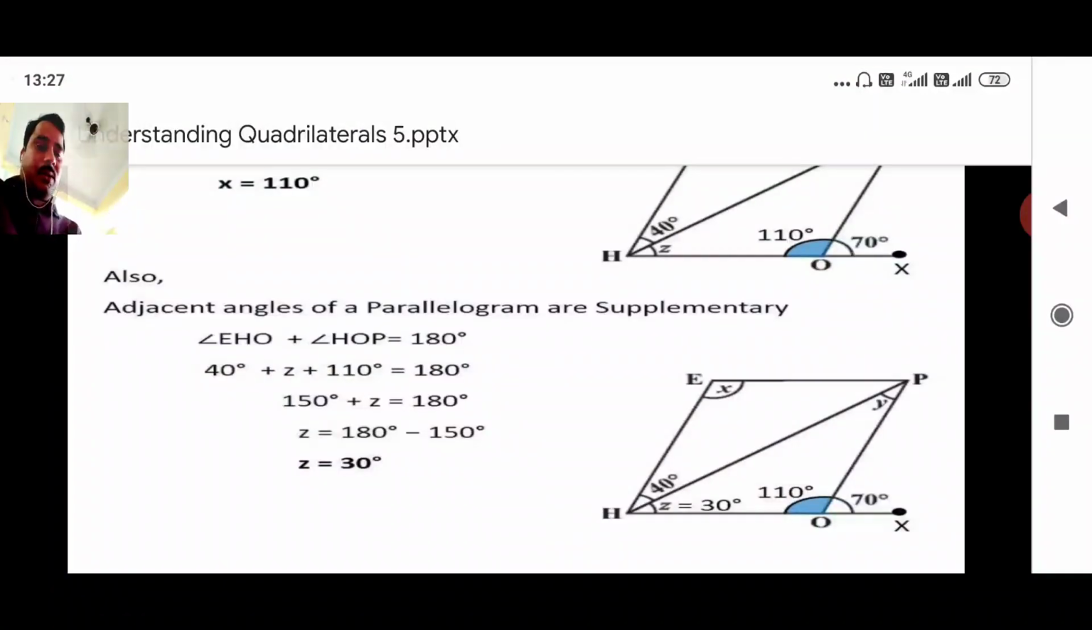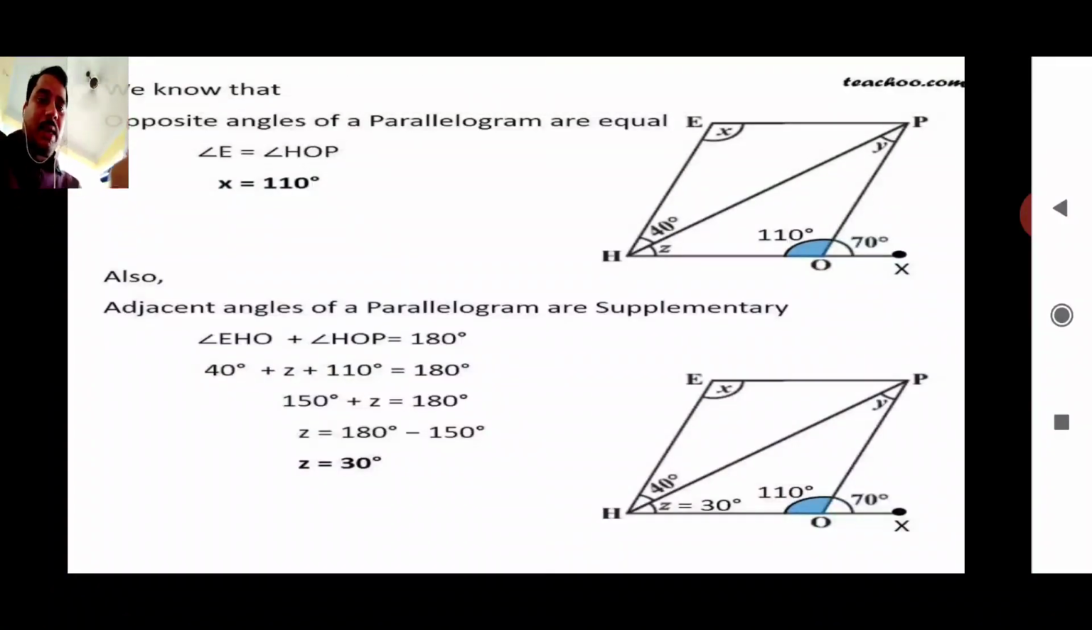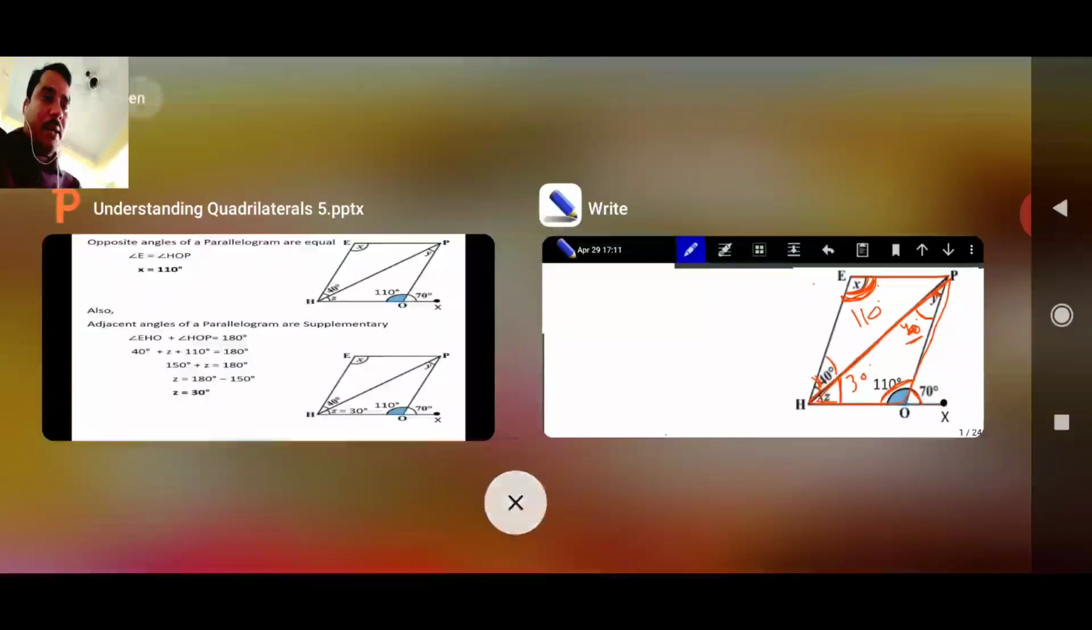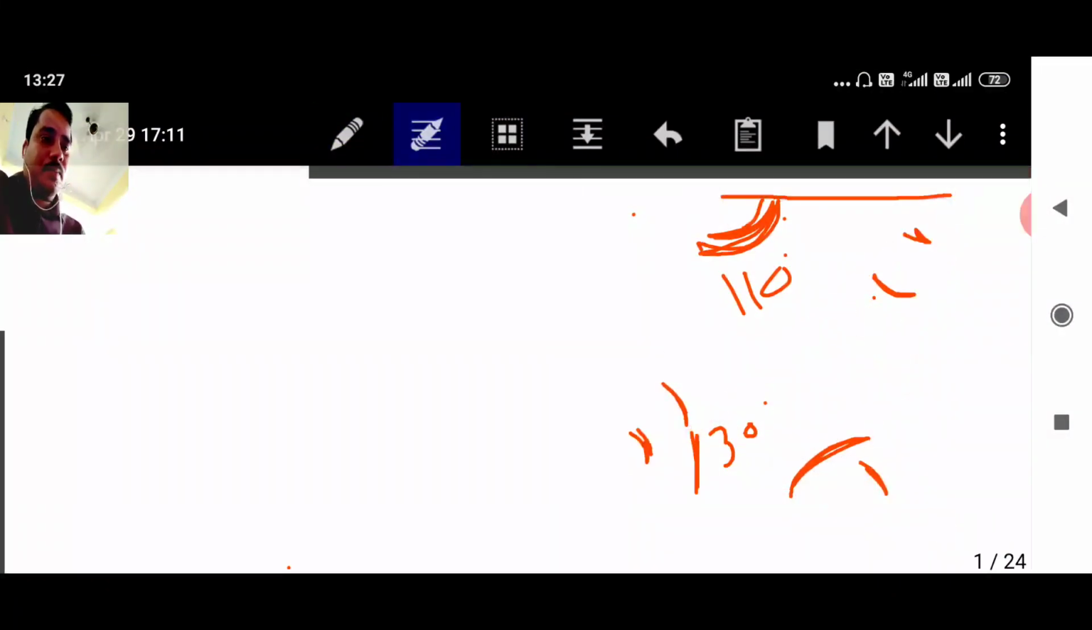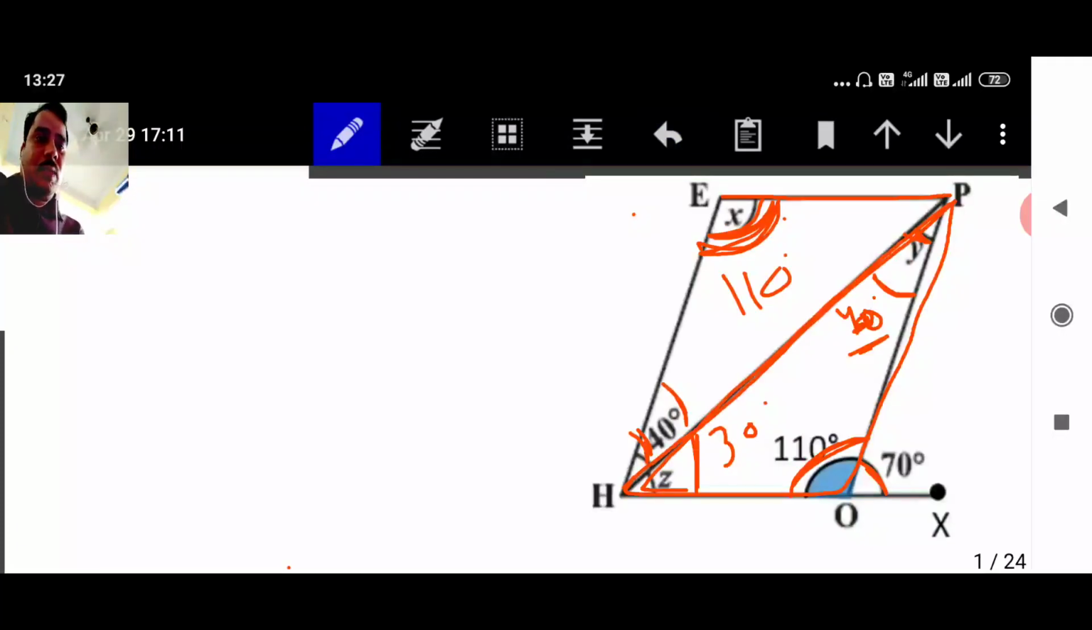Now here, adjacent angles of a parallelogram are supplementary. You can apply another method: this angle y and this angle 40 are alternate interior angles, because HO and EP are parallel lines and HP is a transversal. So y equals 40 degrees. Then apply 110 plus 40 plus z equals 180, and you can get z equals 30 degrees.